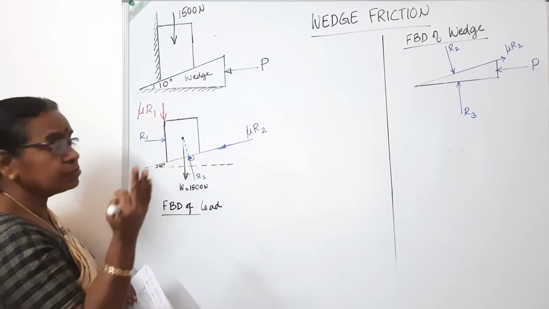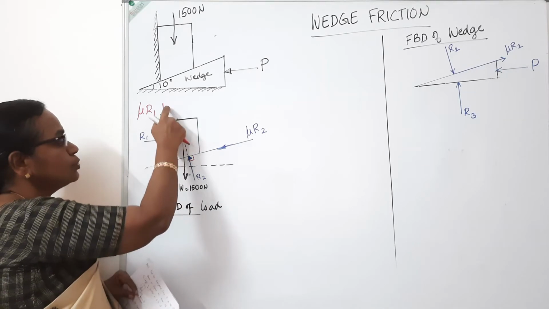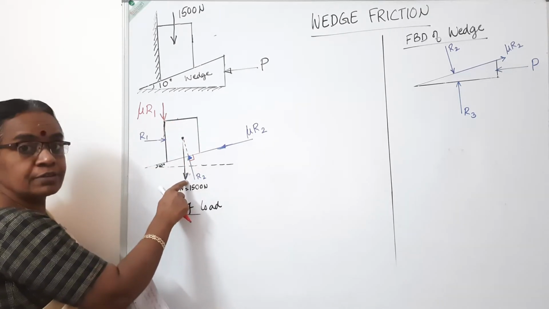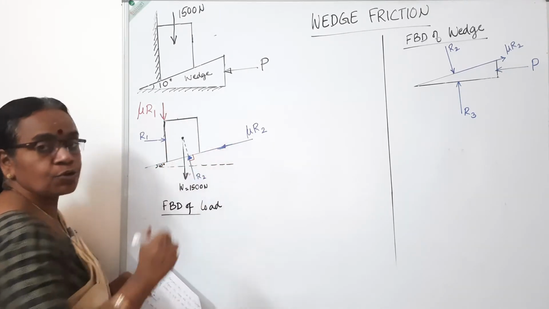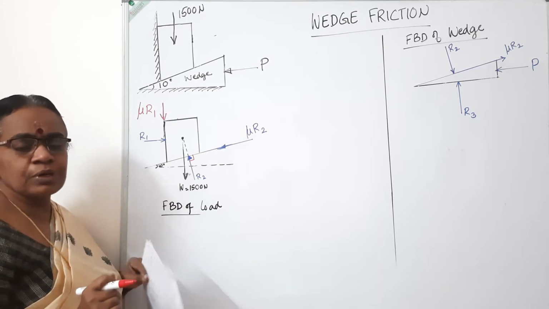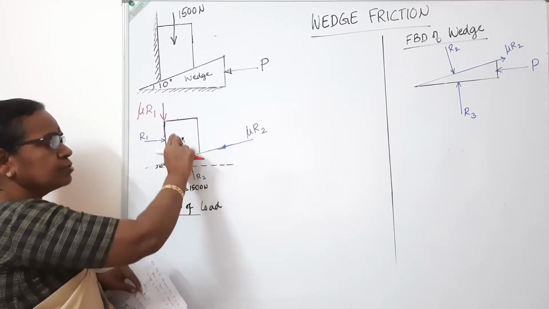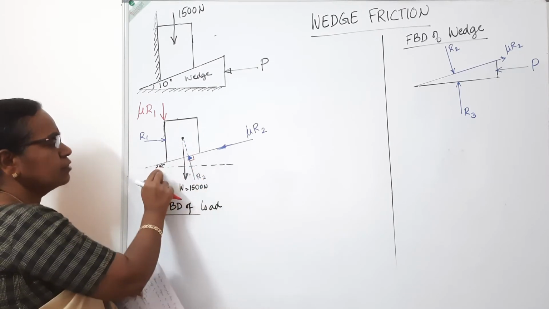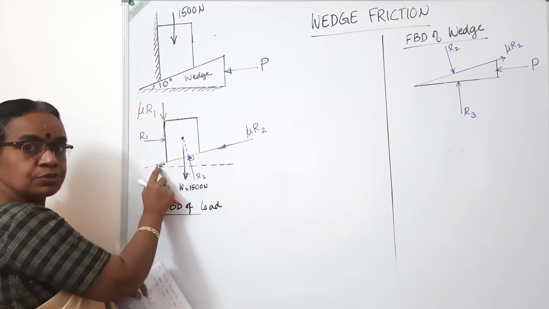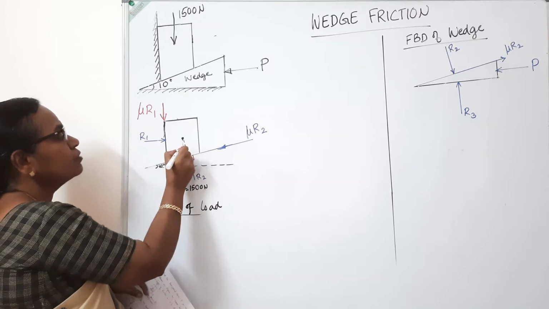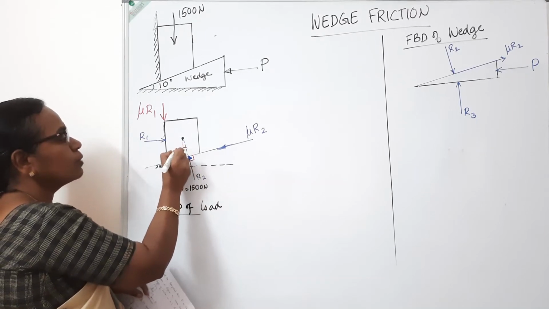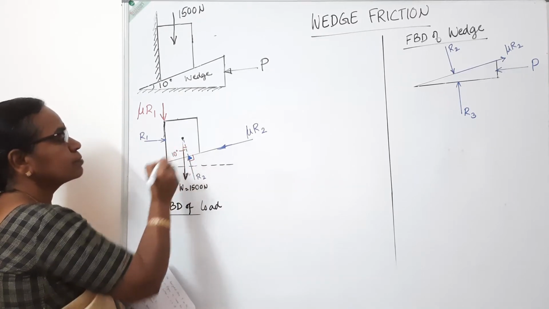Otherwise what we have to do is resolve these 3 forces along this inclined plane and normal to the inclined plane. So which will be easier? The 2 forces which are inclined. This R2 force, what is this inclination? If theta is the angle with horizontal, 10 degrees, the angle with vertical will also be 10 degrees.